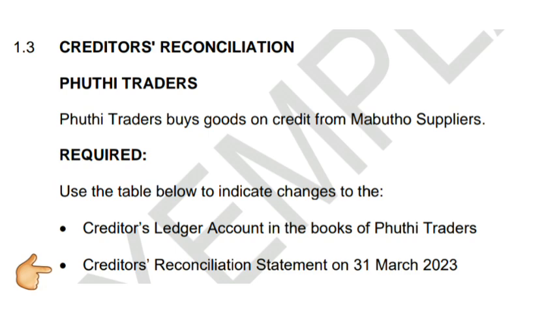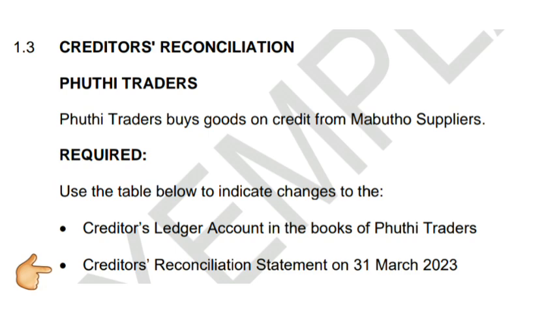So basically what we are going to correct here, we are going to correct the creditors ledger account and the creditors reconciliation, which is basically also known as the statement of account. So that's our creditors reconciliation.